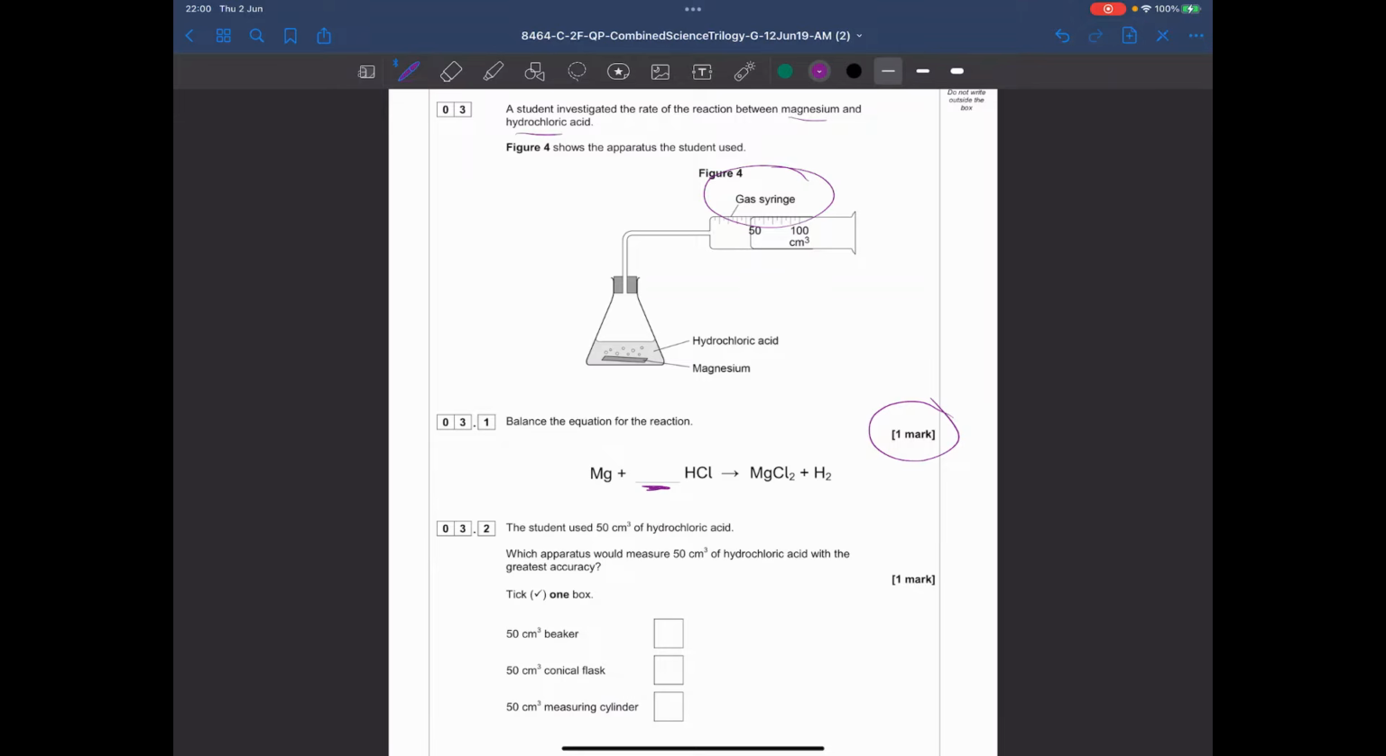So we can see that on the left-hand side of the equation, we've got 1 chlorine. On the right-hand side, we've got 2 chlorines. So therefore, the easiest thing to do is just put a 2 there, and that means our chlorines are then balanced.